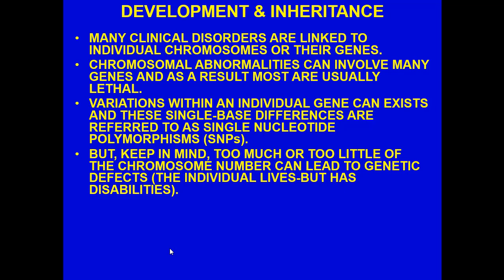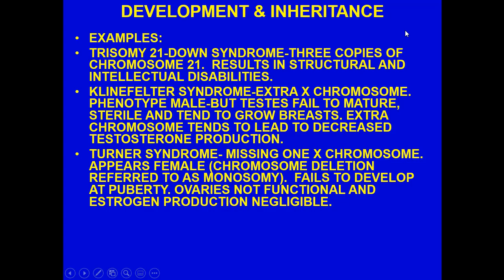Too much or too little of the chromosome number can lead to genetic defects. In some cases, the individual will live, but will have disabilities. What do I mean by that? Well, let's take an example. Trisomy 21, known as Down syndrome. You have 3 copies of chromosome 21. Not 2, 3. This results in structural and intellectual disabilities, okay? It used to be, without more advanced medicine, that the individuals would live till about the age of 18, maybe 20, and maybe die of a stroke.